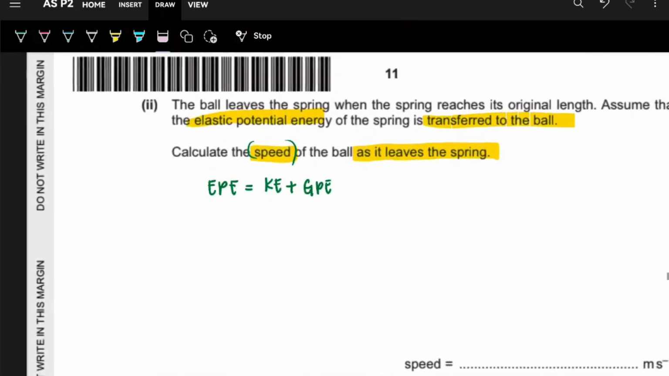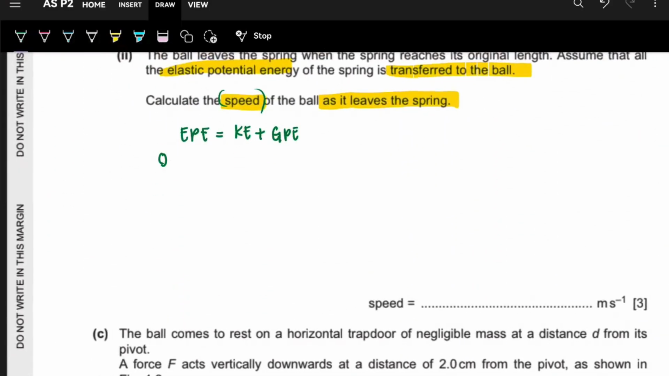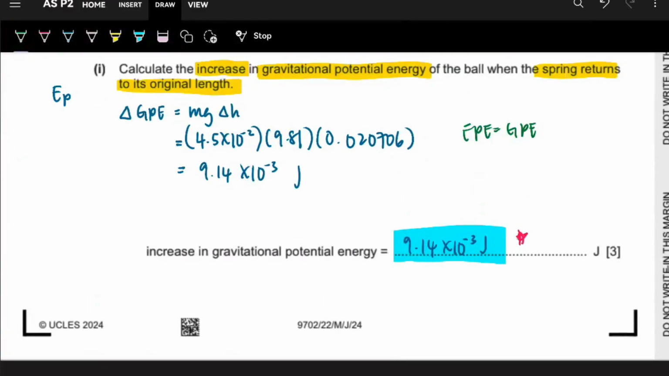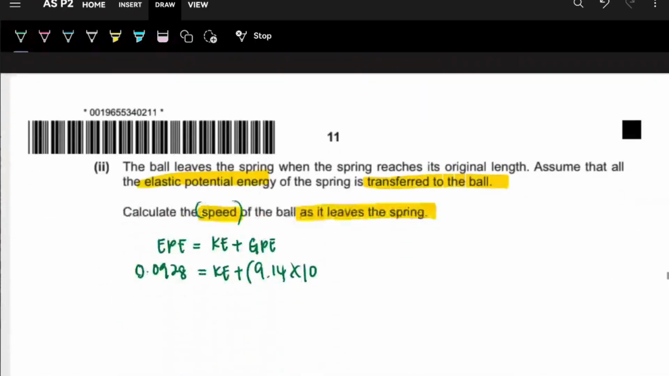So we know our elastic potential energy is 0.0928. Our kinetic energy is... Okay, here are two ways you can do this. You either find the kinetic energy first, or you substitute your kinetic energy formula right into this equation if you want to do it fast. Both ways are fine, but make sure you calculate it properly. I'm going to do it one by one. So your gravitational potential energy is 9.14 times 10 to the power of negative 3.